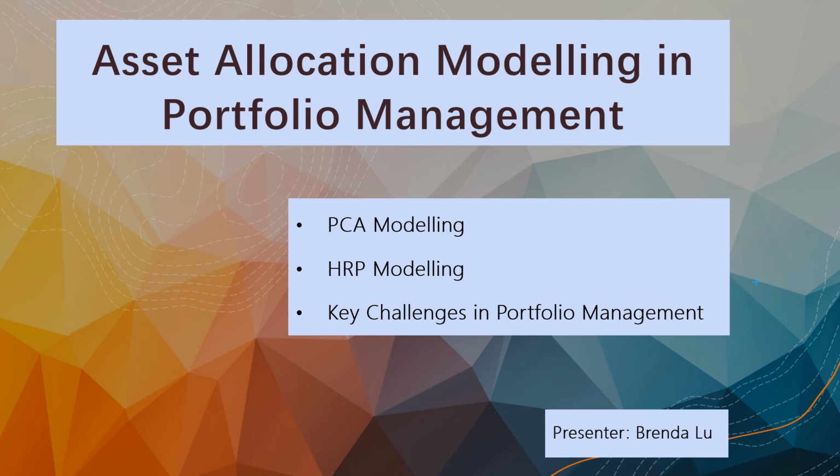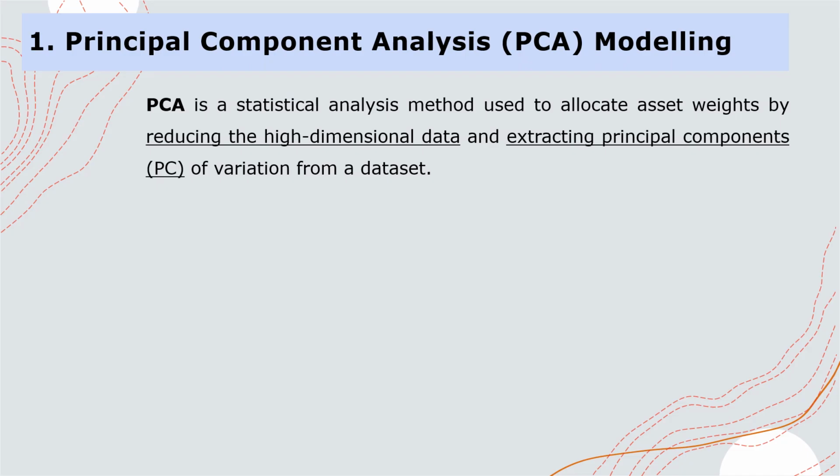I'm going to introduce two commonly applied asset allocation models and then discuss the key challenges in portfolio management. The principal component analysis model is a statistical analysis method to extract the principal components of variation from financial data. It aims to allocate asset weights by reducing the dimensionality of data and discovering the principal components. In asset management, the PCA model is widely applied to optimize the portfolio allocation and enhance risk management.